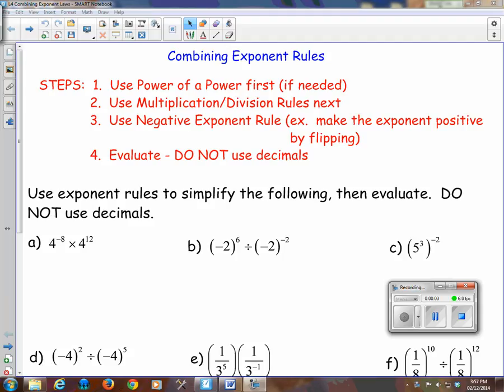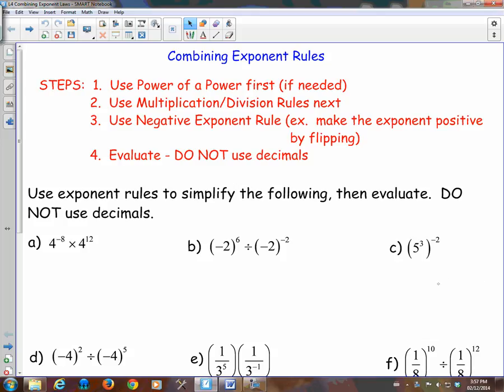So Unit 4, Lesson 4, we are going to take all the exponent laws we talked about and put them together, mix them all up. So you need to know how to use all of them. But before we do that, there's basically some rules to follow for using your exponent rules.